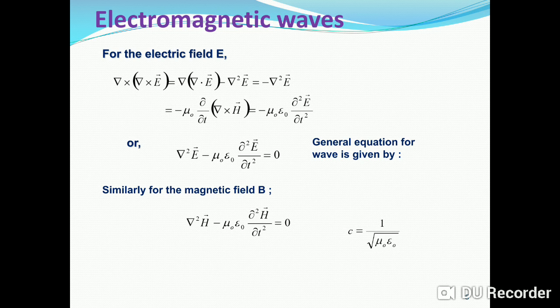So the general equation for a wave is given by del square psi minus 1 upon v square into dou 2 psi by dou t square, which is equal to 0, where c is equal to 1 upon under root mu naught into epsilon naught, and c is equal to 3 into 10 to the power 8 meter per second. That is the velocity of light or an electromagnetic wave.